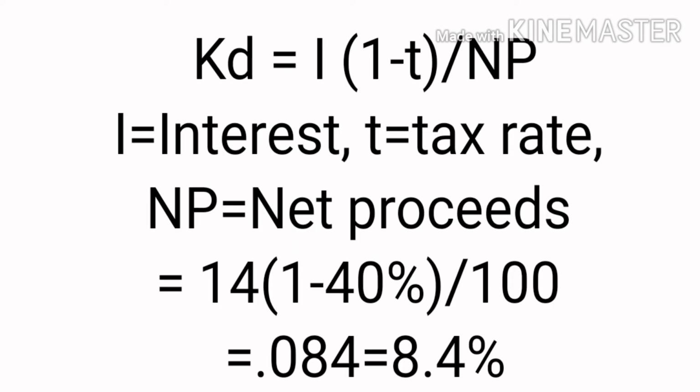Now the cost of debenture. Since there is no information about the redeemability of the debenture, we will take it as an irredeemable debenture, and the formula is KD is equal to I into 1 minus T divided by NP, where I is the interest, T is the tax rate, and NP is the net proceeds. By substituting the values, we will get 14 into 1 minus 40% divided by 100 equals to 0.084 or 8.4%.